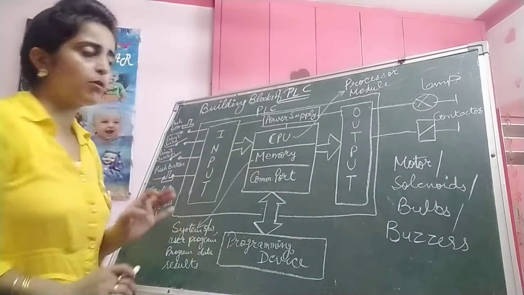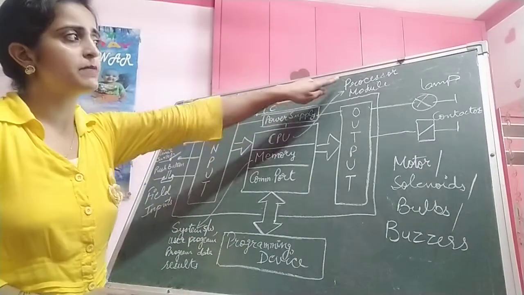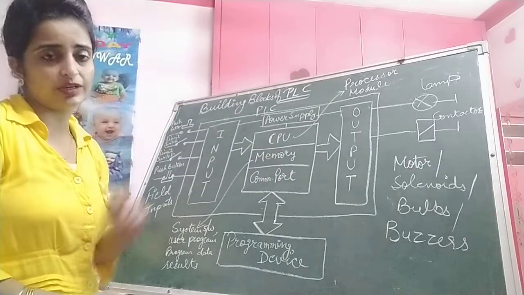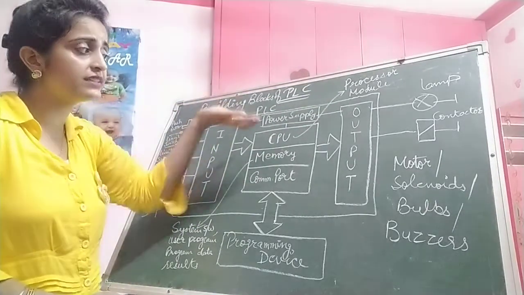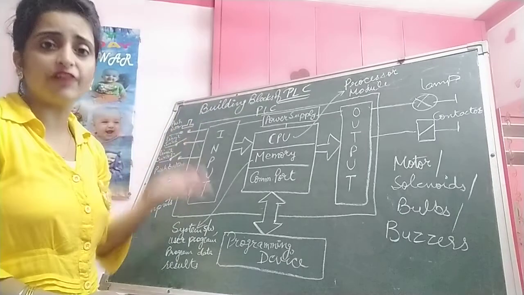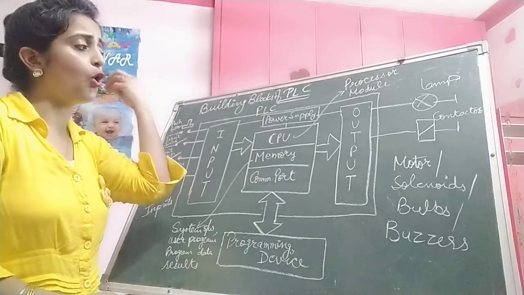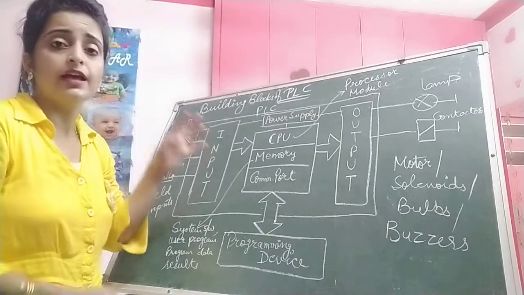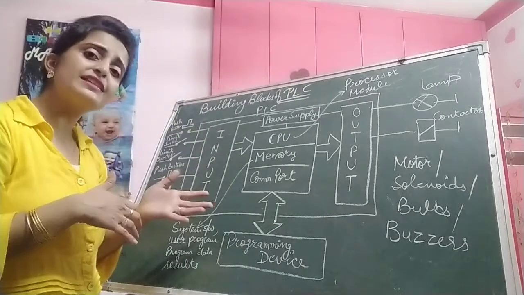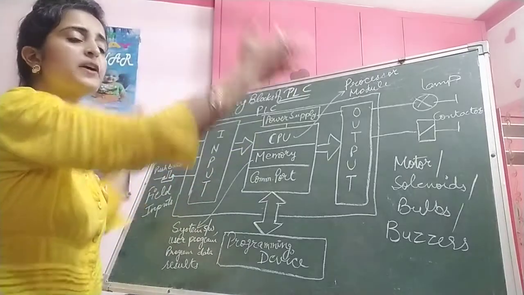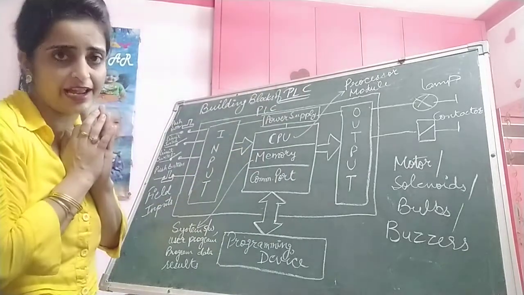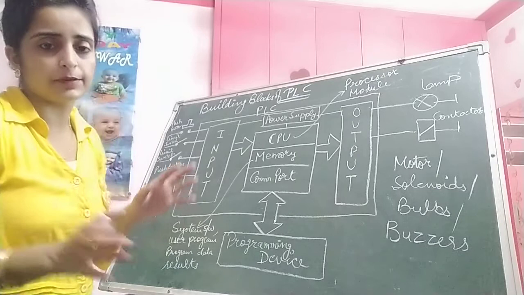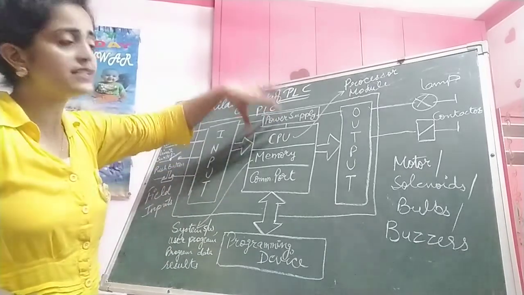Then, let's talk about the CPU. The CPU is basically a processor module. It does all the processing functions, the arithmetic and logical functions, the things that we do in our PCs. Similar is this specialized computer specially designed for industrial purposes, right? So this CPU reads the instructions.